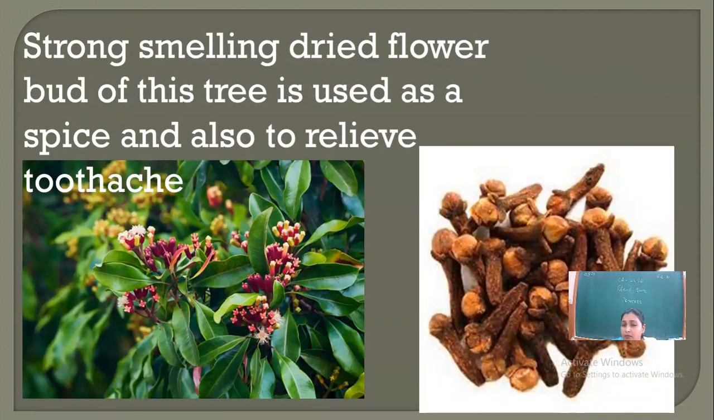Now, the most common spice used in our homes, right? It has a very strong smell. Can you name this strong smelling dried flower bud? This flower bud is dried and used as a spice. Most common, you might have seen in your picture. With this spice, you can also get relief from toothache. We call this spice clove.